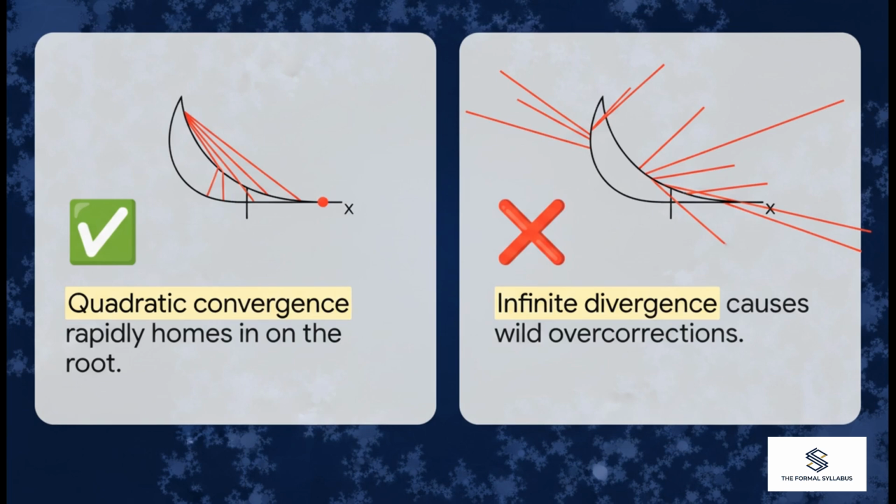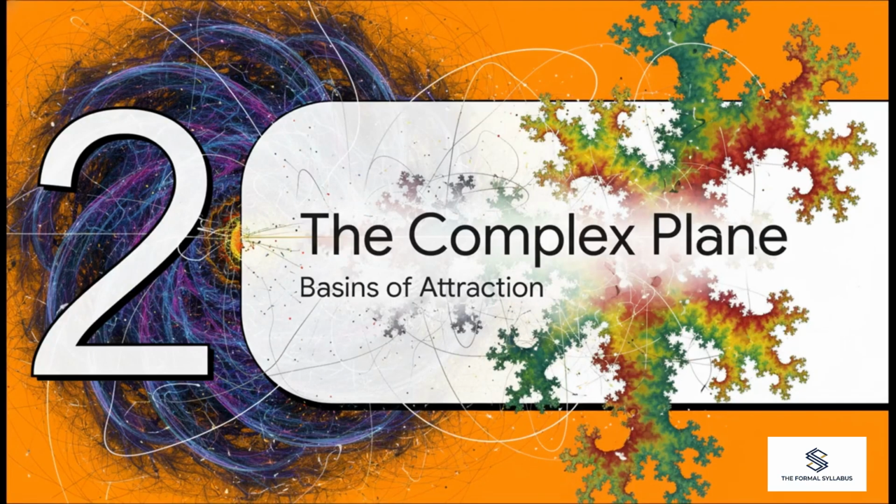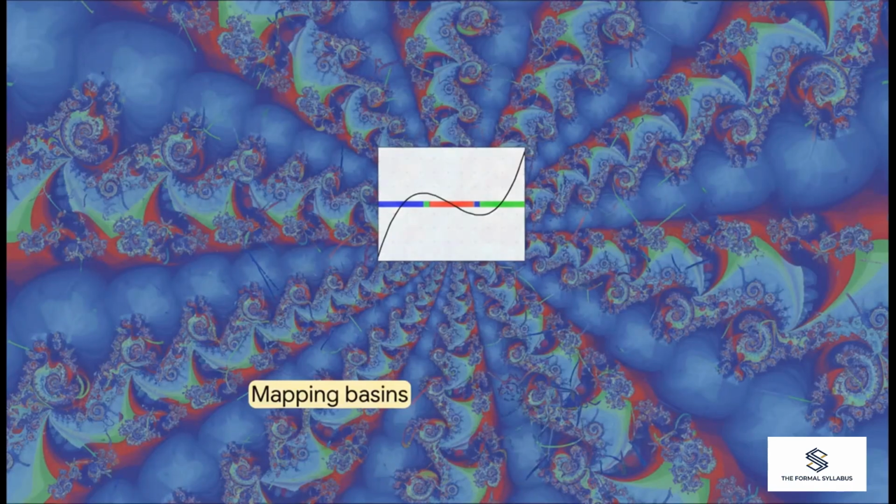There's no way around it. The algorithm utterly loses its mind and just diverges into absolute chaos. Which brings us perfectly to our next section, entering the complex plane and the basins of attraction. This fragile little balance between rapid convergence and wild divergence really opens the door to our next frontier. We're leaving simple 2D curves behind and stepping straight into the complex plane.